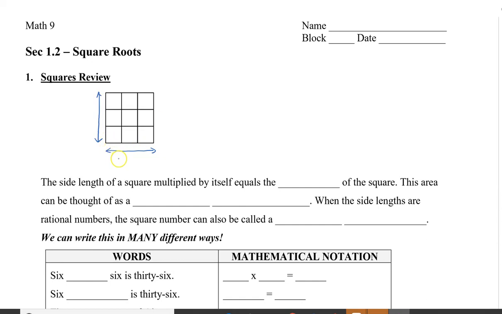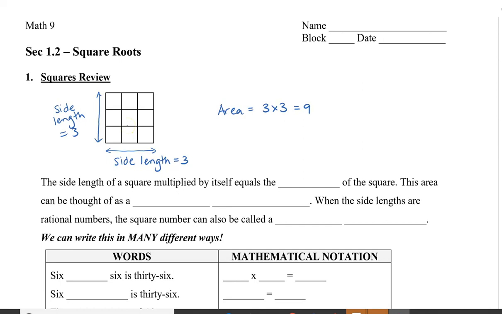So in this square, the side length is equal to 3 on the bottom, and the side length on the left side and right side is also equal to 3. So we can find the area of the square by going 3 times 3, and we get 9. Now we can also count the individual little squares inside, and we can see that we have 9 little squares that make up the bigger square.